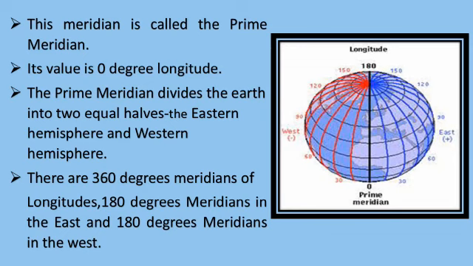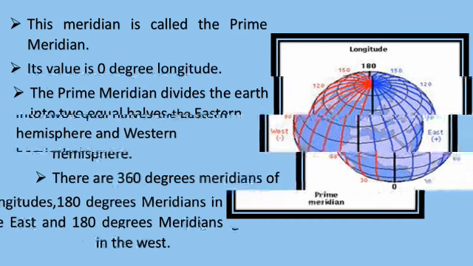The alphabet E is used to indicate the eastern longitudes and W is used to show the western longitudes. There are 360 meridians of longitude: 180 meridians in the east, 180 meridians in the west.